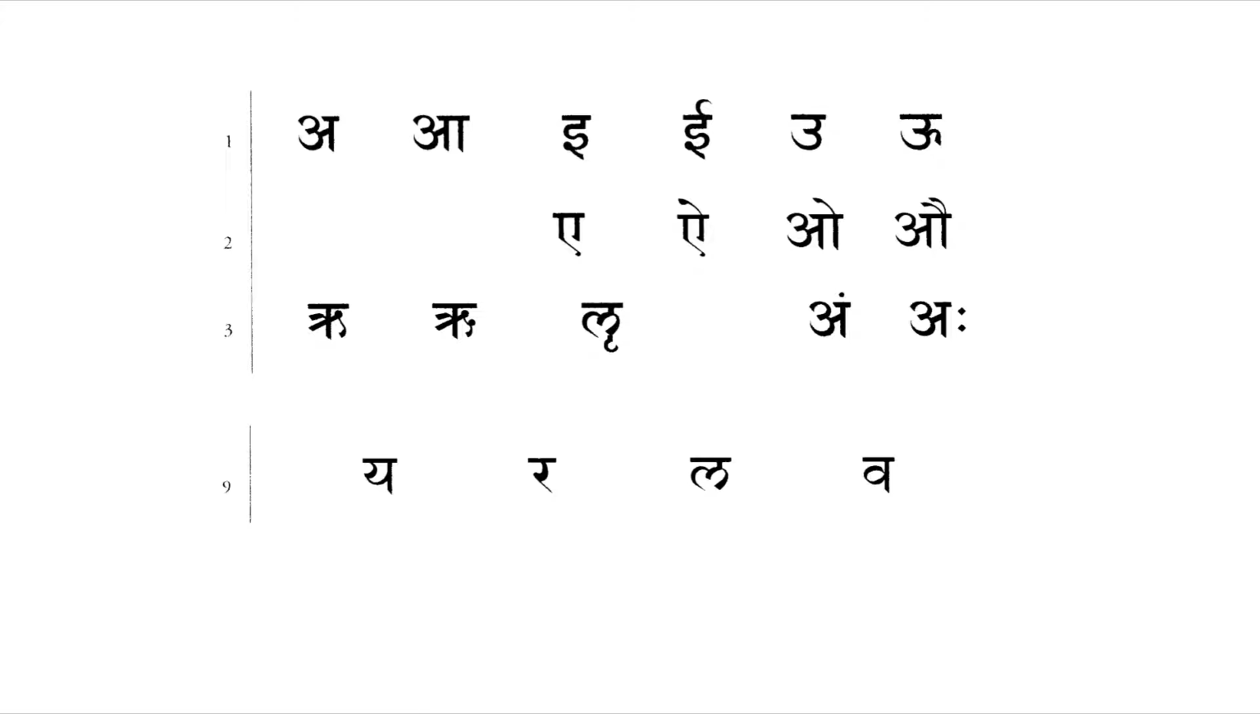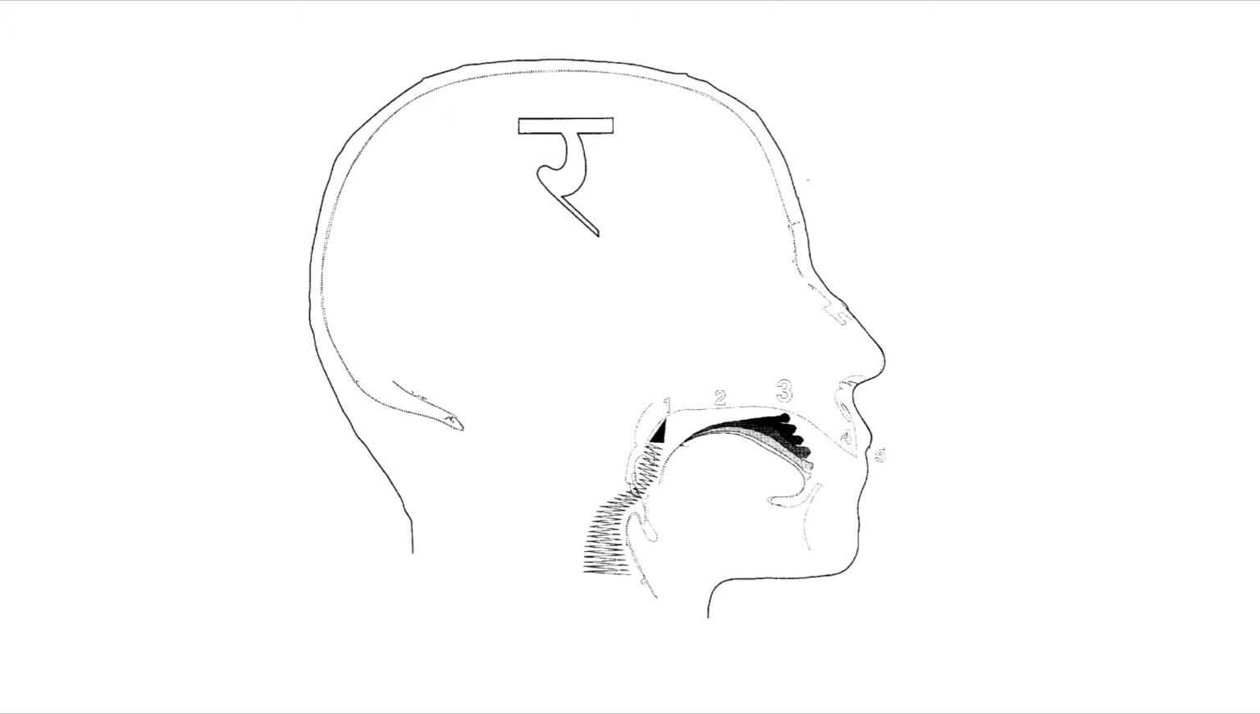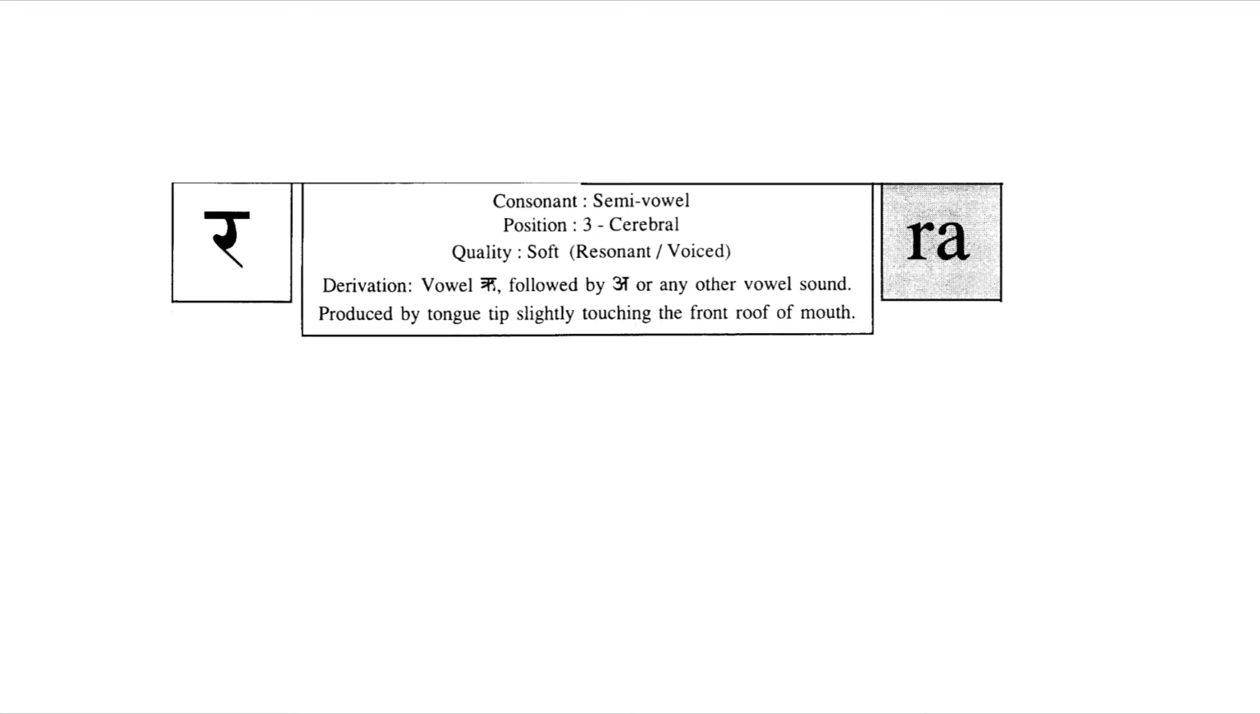If we go to position 3, the vowel sound is r, the first letter of row 3. If we add a to r, we get ra. Ra is the semivowel corresponding to the vowel sound r. The difference between the vowel sound r and the semivowel is that the vowel r is used in order to pronounce a consonant.